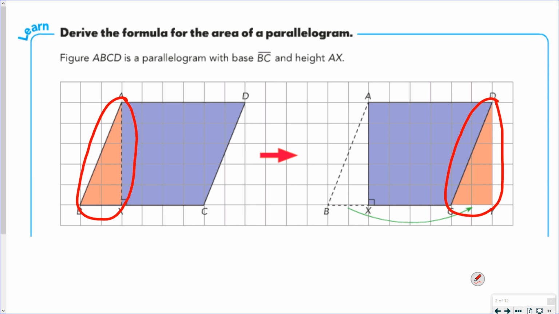And as we established yesterday, our area of a rectangle is area equals length times width. Well, that just so happens to be the same formula that we use to find the area of a parallelogram, except instead of saying length and width, we will say base and height.